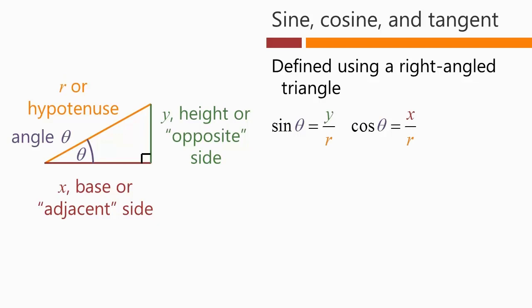And one other trigonometric function, of course, is the tangent. Tangent of theta is y divided by x. Also, you can see that the tangent of theta is sine theta divided by cos theta. That would be y over r divided by x over r. The r's cancel, and therefore tan theta is sine theta over cos theta.